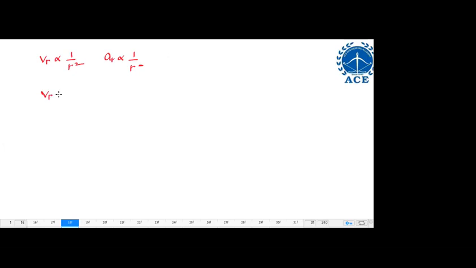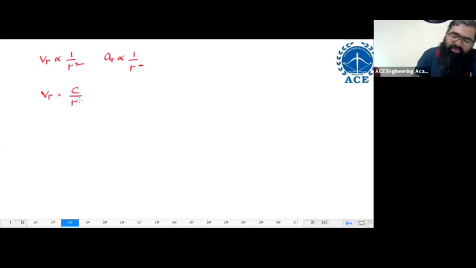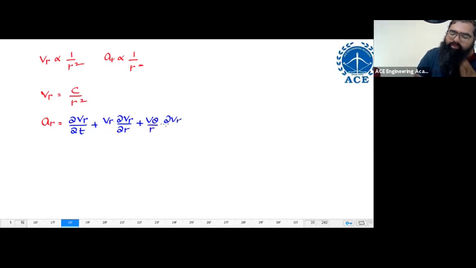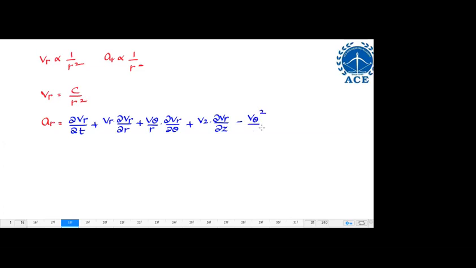This is a civil question, I think. Let us say Vr is equal to C upon r square. What is the formula for a_r? It is equal to dou Vr by dou t plus Vr into dou Vr by dou r plus V theta by r into dou Vr by dou theta plus Vz into dou Vr by dou z, and finally minus V theta square upon r.